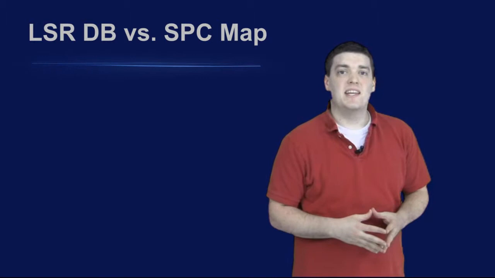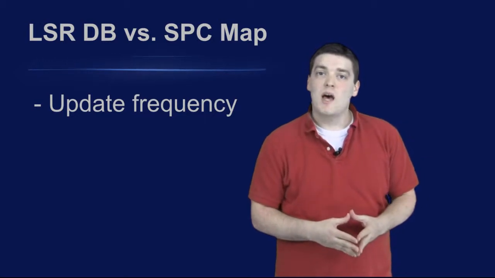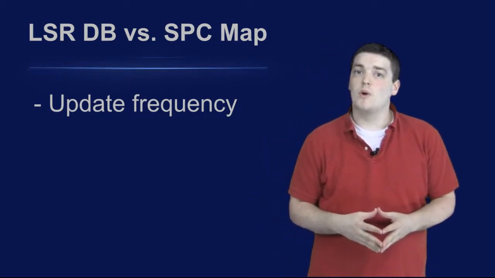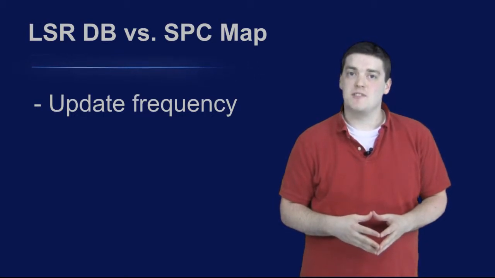The LSR database is similar to another product on our website, the SPC Storm Reports map. However, there are some key differences. The main difference is that the LSR database is updated with new events every 10 minutes, while the SPC map is only updated once per year after the National Weather Service reviews the reports it receives.